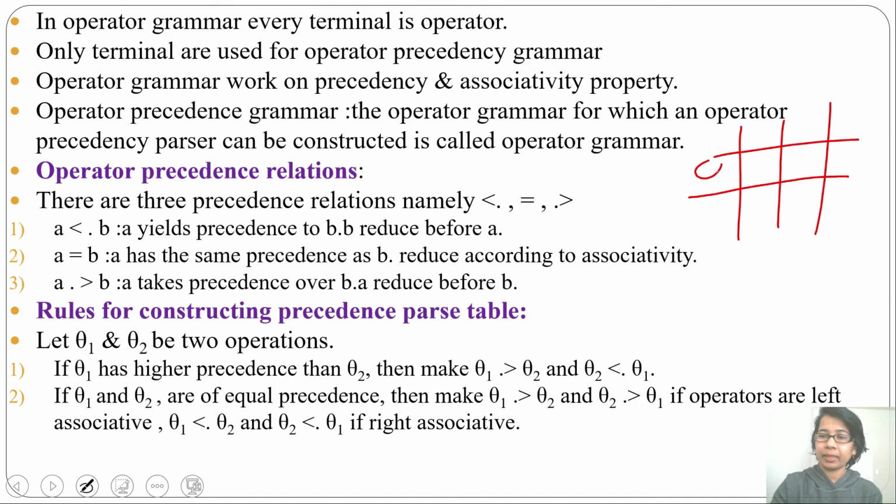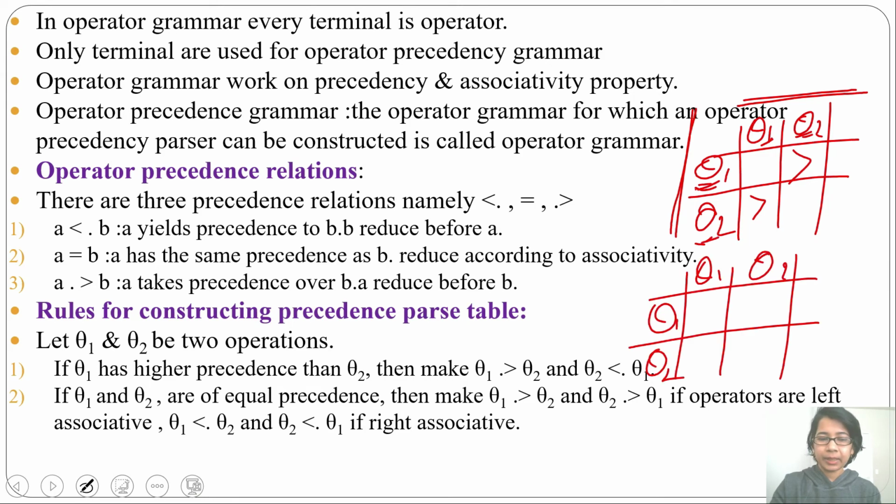Suppose there is a table like this, there is theta 1, theta 2 and here is theta 1 and here is theta 2, and it is a left associative operator, then theta 1 will be greater than theta 2 and theta 2 will be greater than theta 1, as we are making relation from first column with first row. So I am making relation theta 1, then theta 1, theta 2, theta 2, theta 1. If it is right associative, then theta 1 will be less than theta 2 and theta 2 will be less than theta 1. As we are making relation first column with first row.